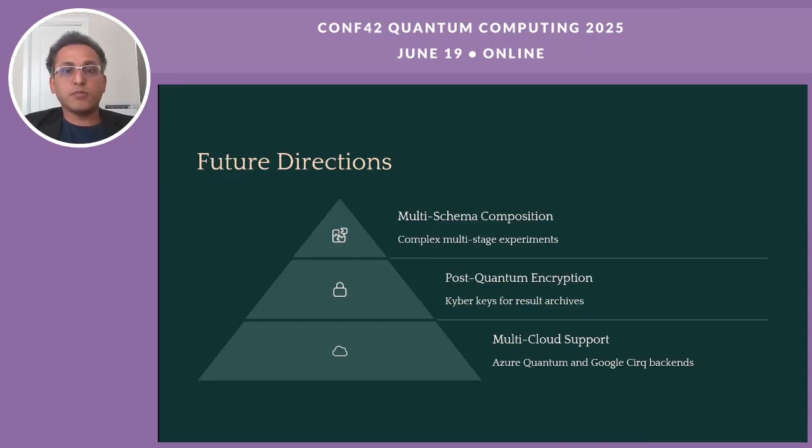This is just the beginning. We are expanding in 3 major directions. First, enabling multi-schema chaining so teams can compose multi-stage pipelines where output from one experiment feeds into another. Second, I'm adding post-quantum encryption. The results will be automatically encrypted with Kyber, aligning with NIST post-quantum standards. Third, we are making the workflow cloud portable. We will support backends like Azure Quantum and Google Cirq using the same schema and UI. This will let researchers focus on science, not the infrastructure.